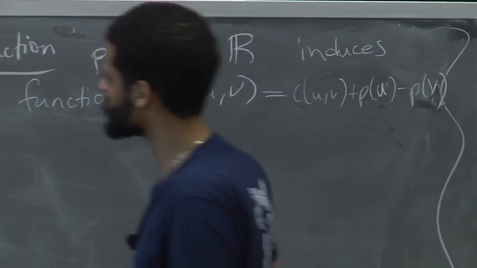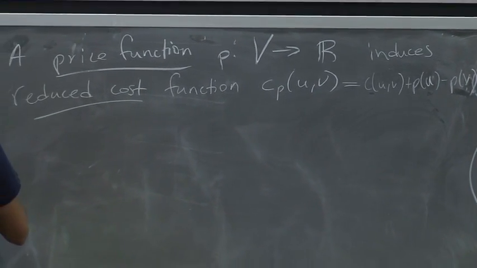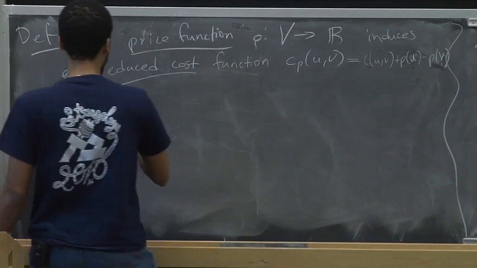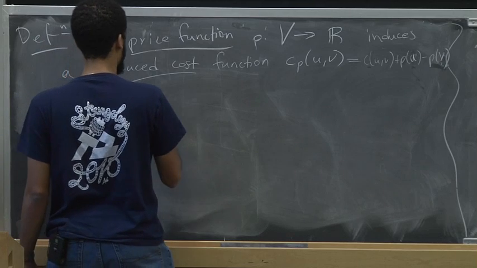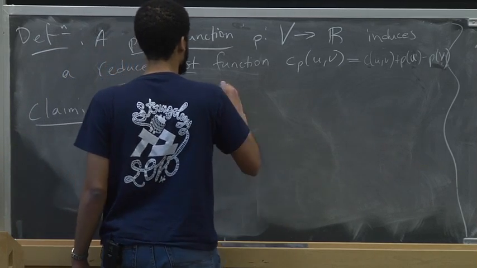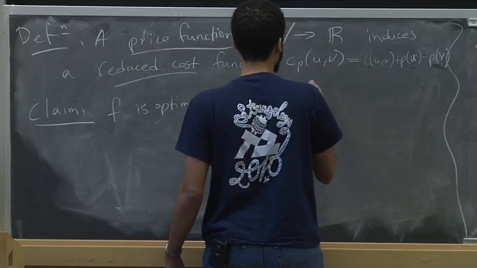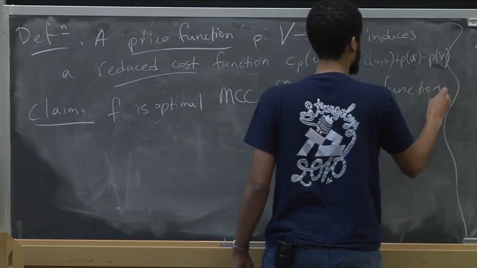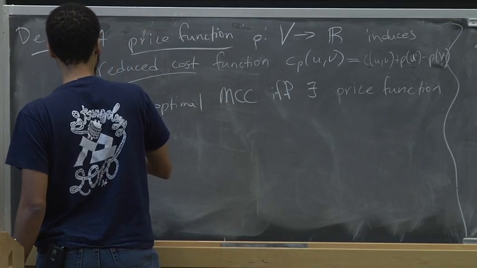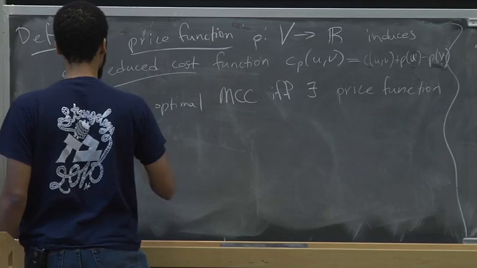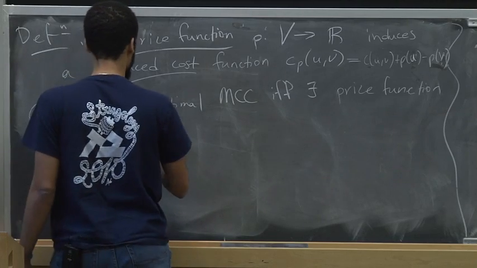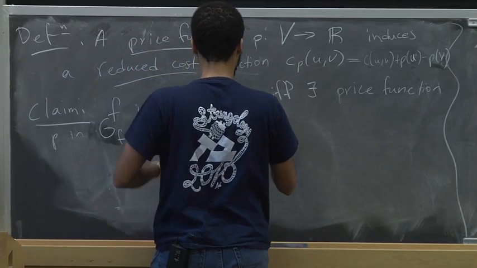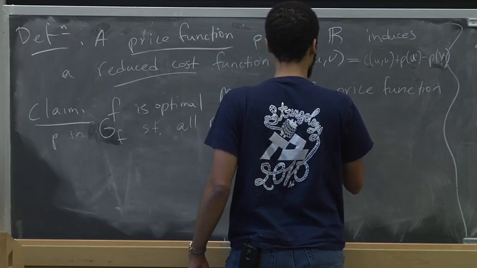And claim: F is an optimal min-cost circulation if and only if there exists a price function P in the residual graph, let's call the residual graph G sub F, such that all reduced costs are non-negative.